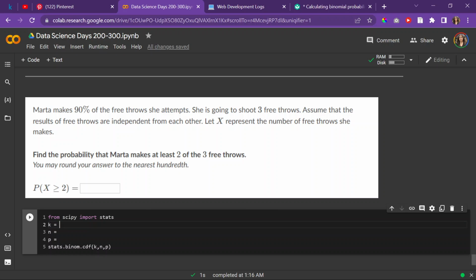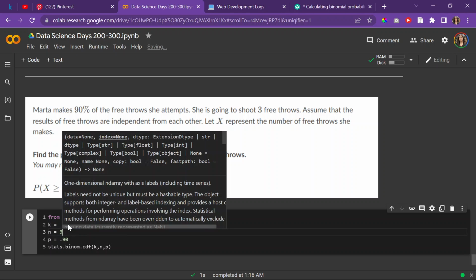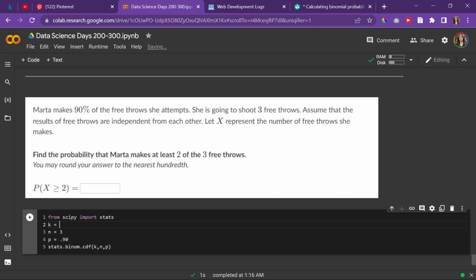Marta makes 90% of free throws she attempts. So I already know that my probability of success is 0.90. The trials or events are free throws. She's going to shoot 3 free throws, so that's n. Assume that the results of free throws are independent from each other, which is a condition that has to be met in a binary situation. Let x represent the number of free throws that she makes, so that's k in Python. Find the probability that Marta makes at least 2 of the 3 free throws.